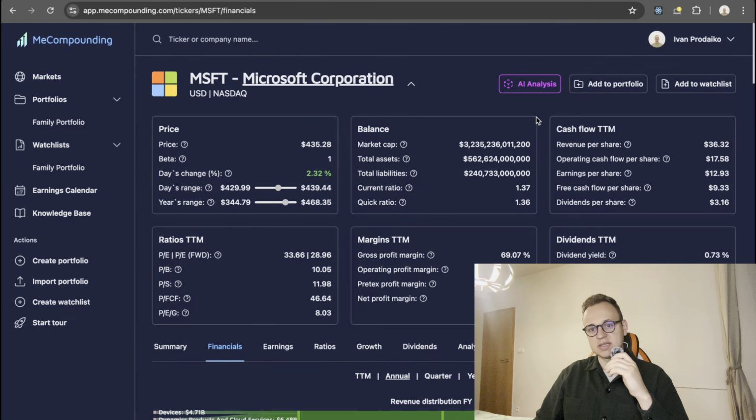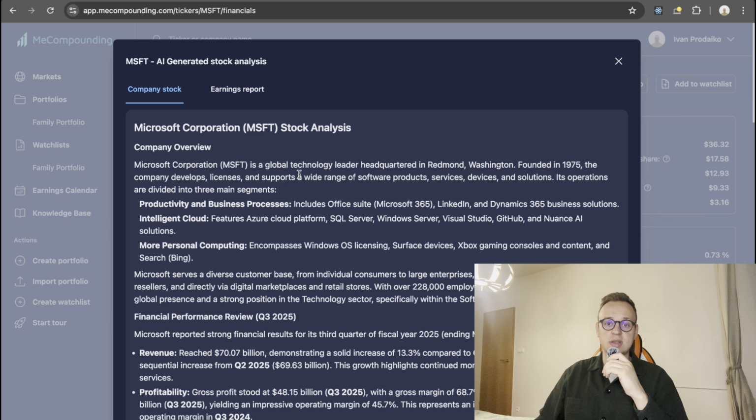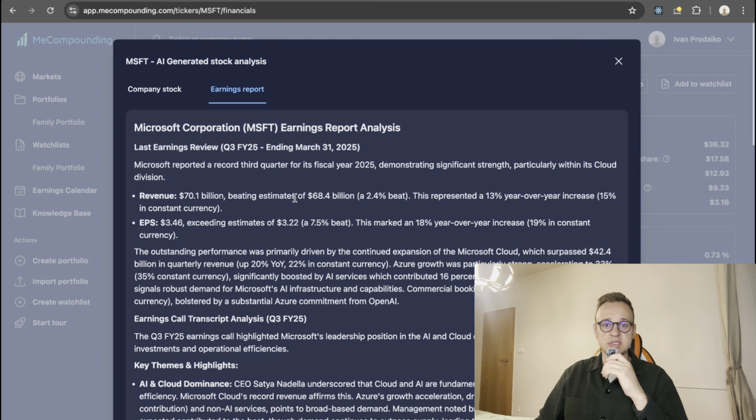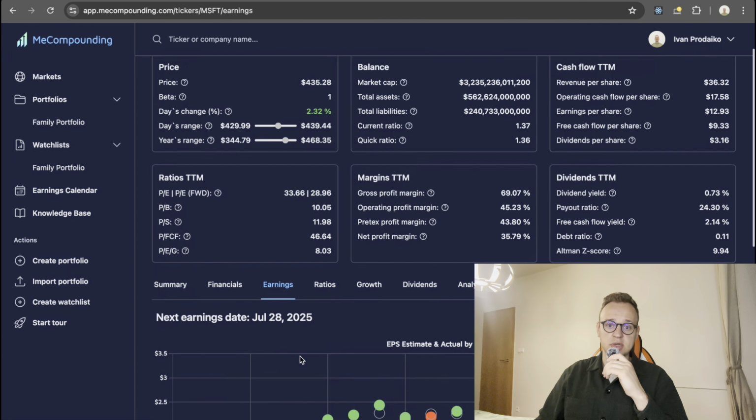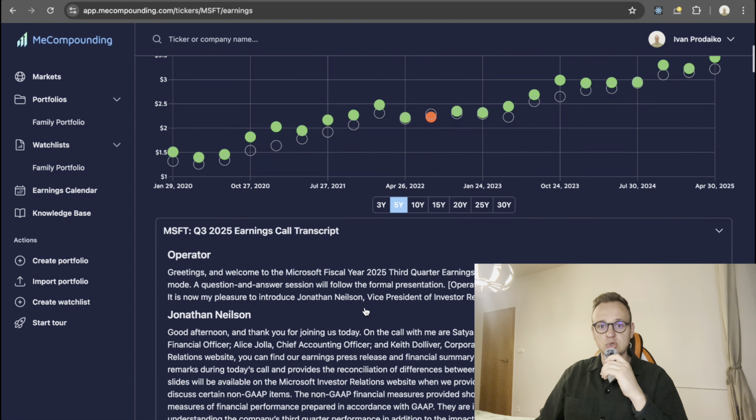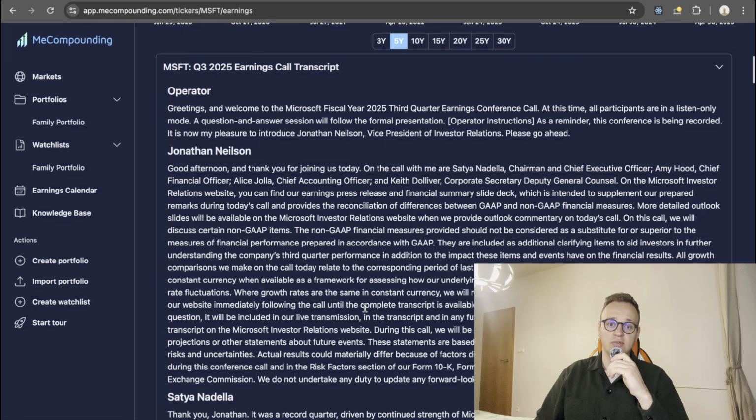Even if you don't listen to the full call, reading a summary or transcript can give you an edge, especially if you are investing in the long term. In MeCompounding, you can find their summaries and transcripts on the earnings calls, so you don't have to dig through the pages of transcripts yourself.